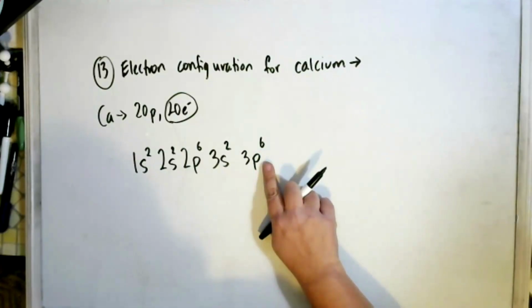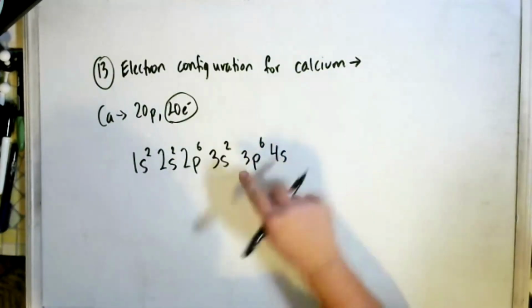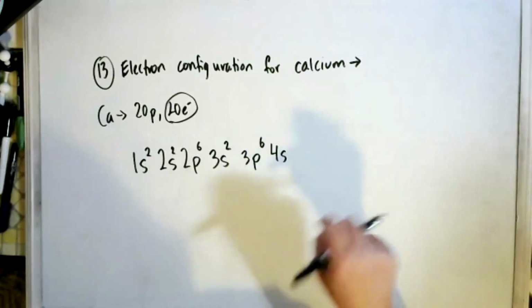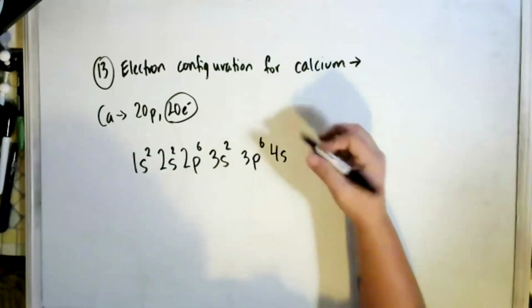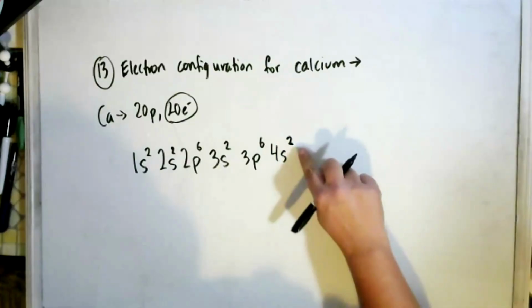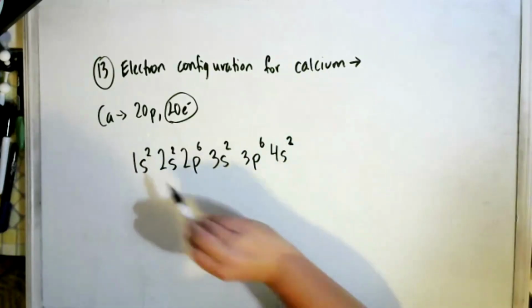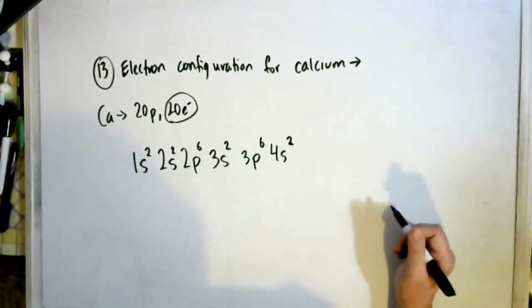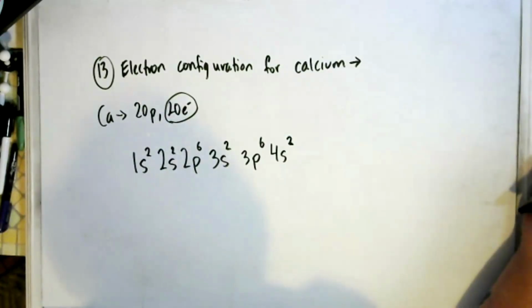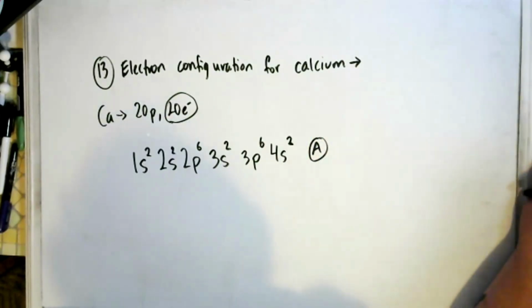And after we fill the 3p sublevel, the next sublevel that we're going to fill is going to be the 4s. Remember that we have to fill the 4s before we can fill the 3d. In the 4s sublevel, that's where the last 2 electrons are going to go. If we add up all of the superscripts up top, we'll see that they add up to 20. That's our configuration, and that was going to be choice A from the answers that were given there.